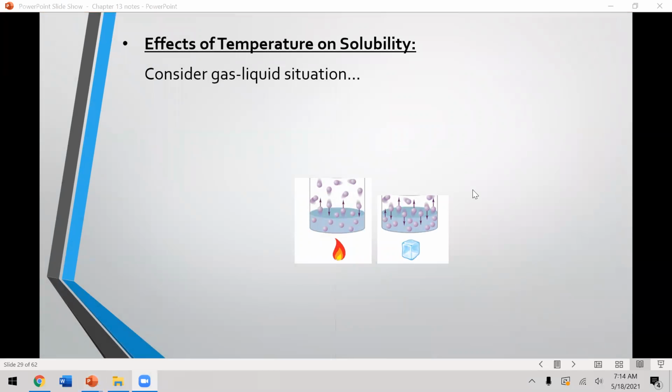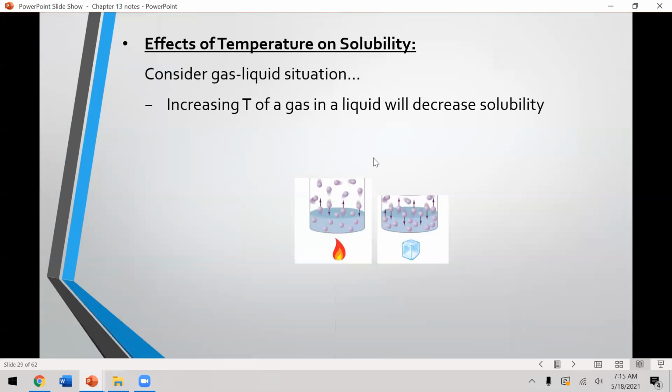Okay, so we talked about how you can increase temperature to help the dissolving process, dissociation or dissolution. What's the actual temperature effect on solubility? So if you consider a gas-liquid situation, if you increase the temperature of the gas, you're going to decrease solubility. So think of it this way. Here's our liquid in blue, and here's our gaseous molecules in light purple. If you increase the temperature of a gas-liquid solution, meaning both phases of matter are present, you're going to make the gas molecules move faster and faster apart to the vapor phase. That's going to decrease solubility.